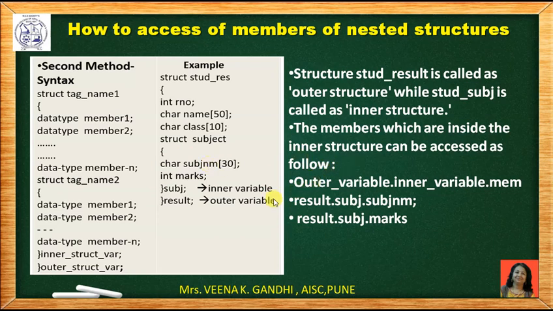So for that, outer variable dot inner variable dot member name. So here, result dot subj dot subject name. So result is the outer variable, subj is the inner variable. Then result dot subj dot marks.